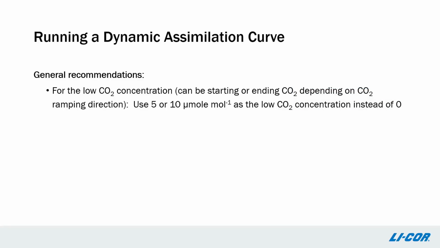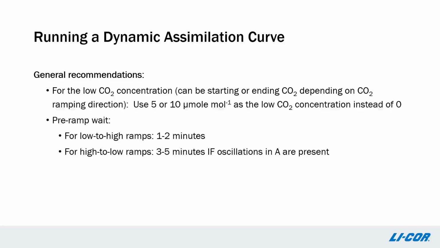Here are some general recommendations for setting the background program options. For the low CO2 concentration, set it to 5 or 10 micromole per mole instead of 0. Doing this will avoid turning off the CO2 mixer, which is disruptive to the continuous ramping procedure. The recommendations for the pre-ramp wait time depend upon the direction of the ramp, as well as leaf biology.